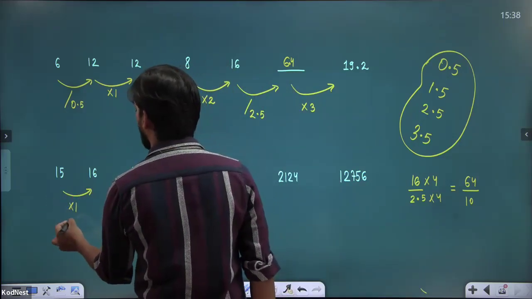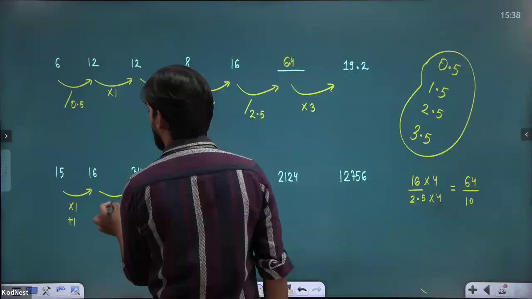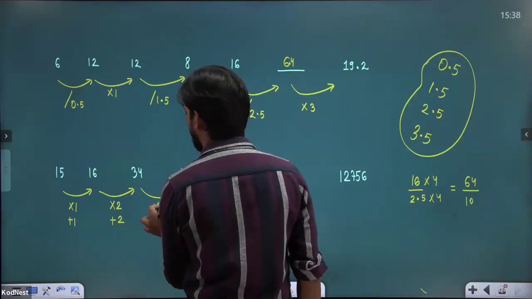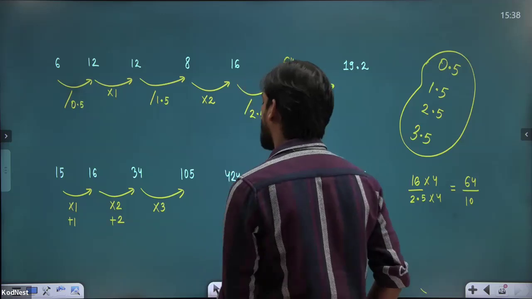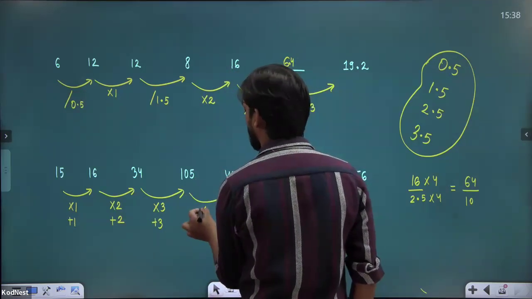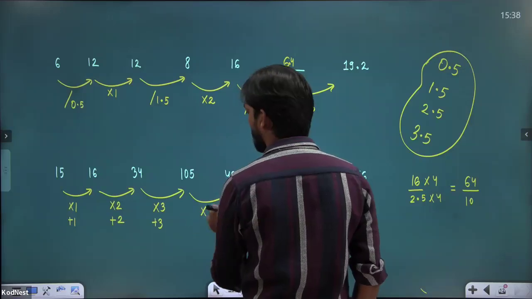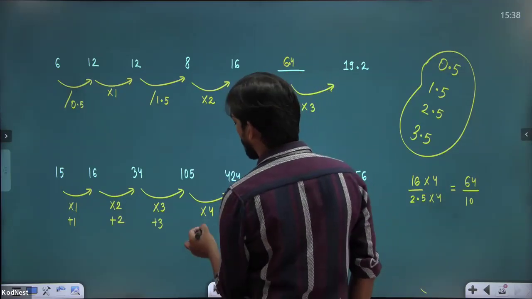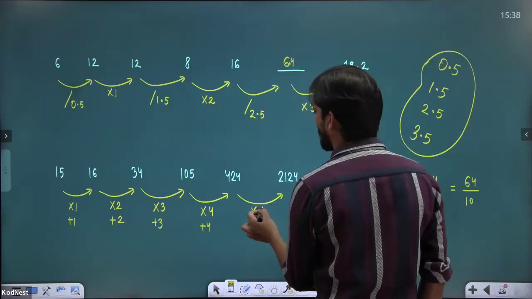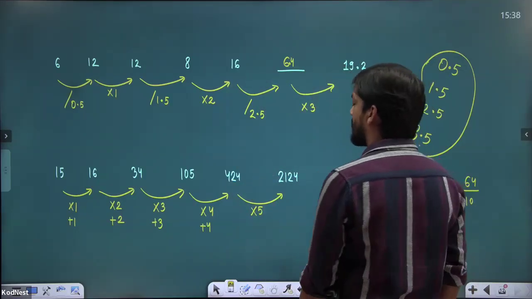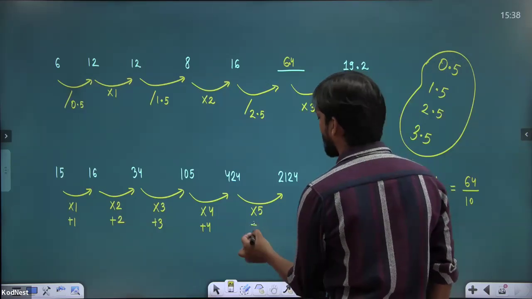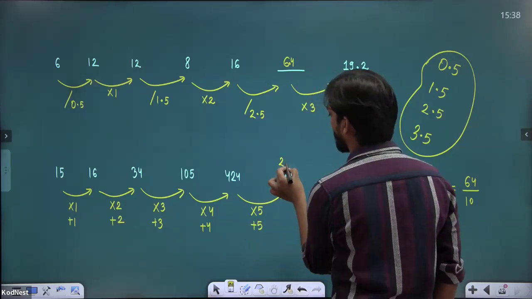So multiply by 1 plus 1, multiply by 2 plus 2, multiply by 3. 34 into 3, 102 plus 3, 105. Okay. Now 105 into 4 is 420. 420 plus 4, 424. 424 into 5. How much? 2120, and plus 5 will give you 2125.